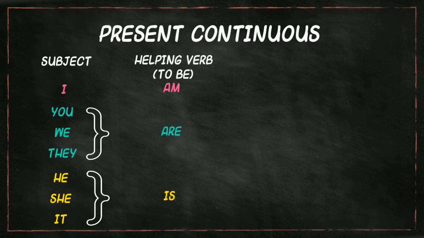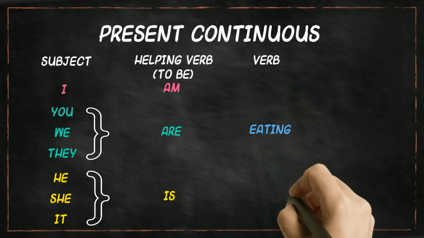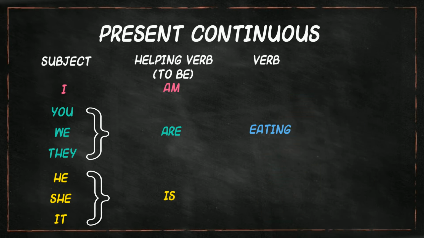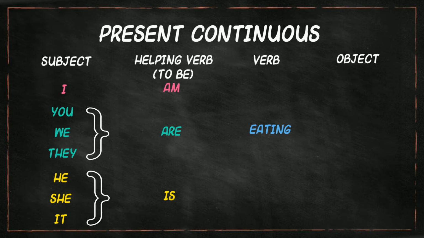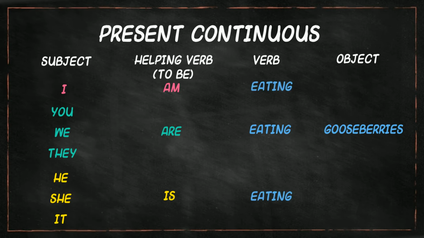Then we need the main verb. Let's take eat. And to put it in its continuous form, we just need to add ing at the end of the sentence. We can add an object too. The object is the thing that we're eating. In this case, let's say gooseberries. So we have the sentence, I am eating, or we are eating, or she is eating gooseberries. Delicious.